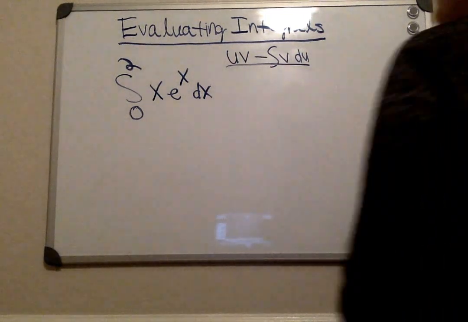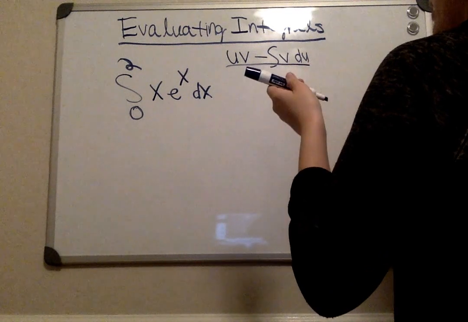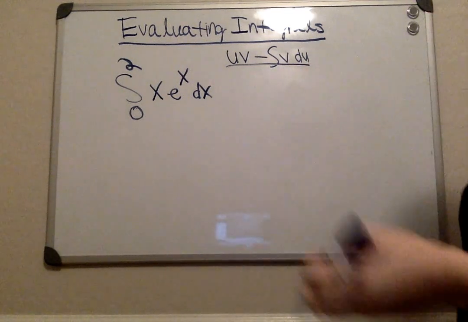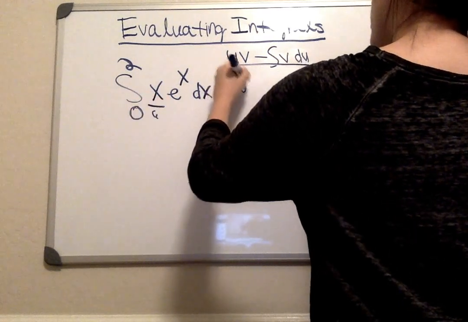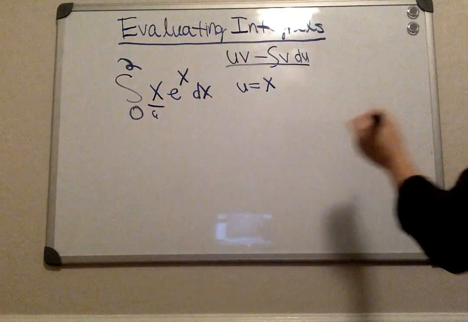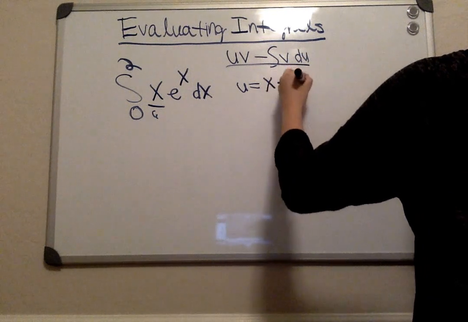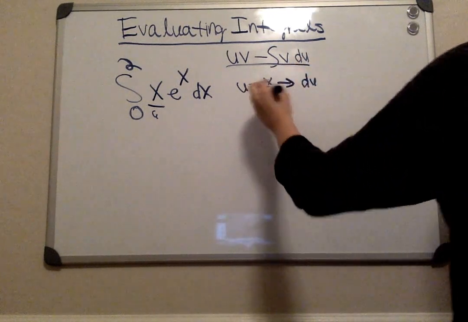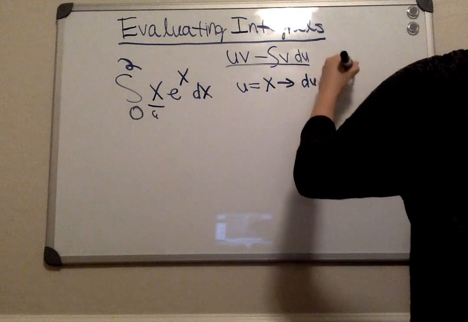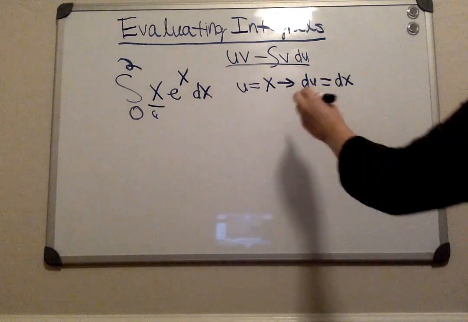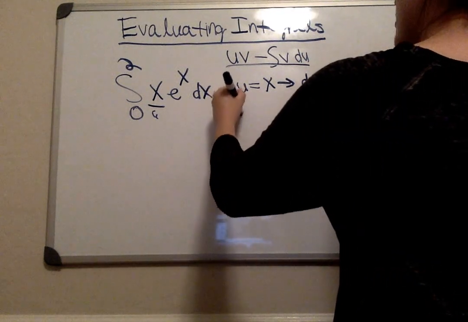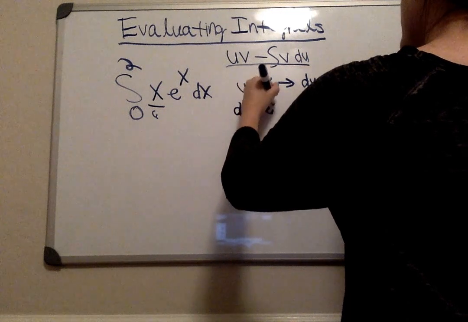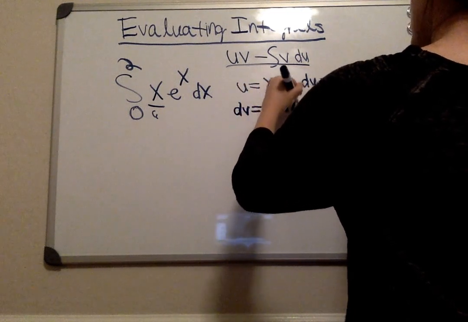Alright, this is what we're going to use. We need to pick our u and our dv, and then evaluate du and v from that. So our u is going to be x. So u equals x, and while we're at it, we can find du. Now du is the derivative of u, so that's just going to equal dx. It's really 1 dx because the derivative of x is 1, but we're just going to say dx. And now we find dv, which is going to equal e to the x dx.